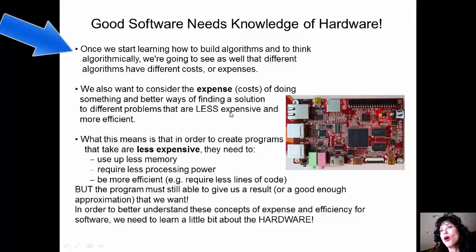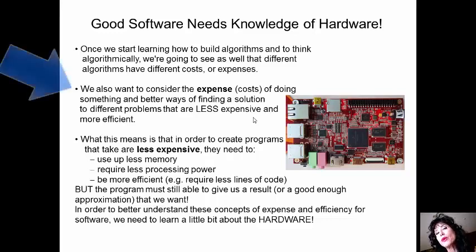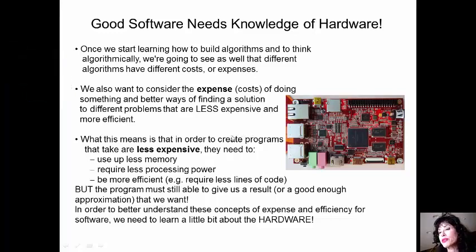hardware today. Once we start learning how to build algorithms and to think algorithmically, we're going to see as well that different algorithms have different costs or expenses. We also want to consider the expense or costs of doing something and better ways of finding a solution to different problems that are less expensive and more efficient.